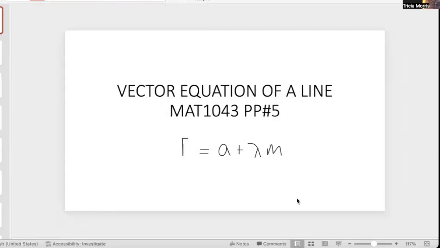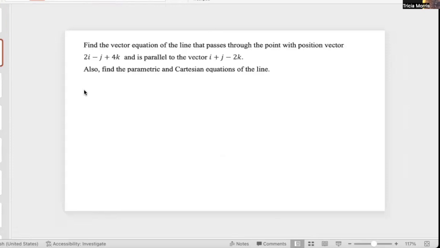Welcome. Today I'll be doing vector equation of a line for problem paper number 5. Just a reminder that the vector equation of a line is r equal a plus lambda m, where a is a point and m is a vector.